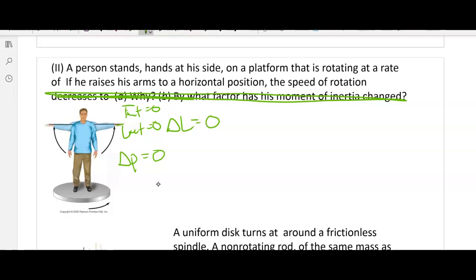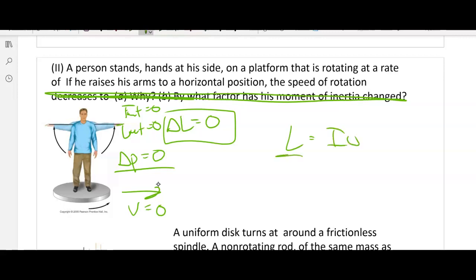And that makes sense because this guy, does he even have any linear motion? No, he's only rotating. So he's not going to start moving linearly. He started at rest, so he's going to end up staying at rest linearly. He does, however, have a rotation. So angular momentum is conserved. Again, you could just look at this and say, since angular momentum is constant, when he raises his arms, what happens to his I?